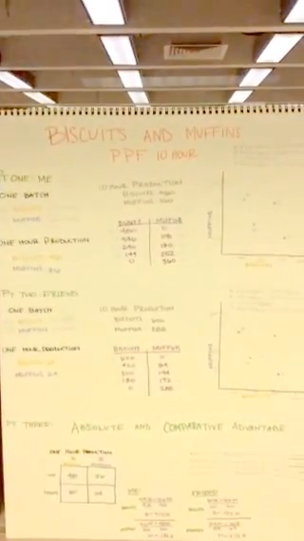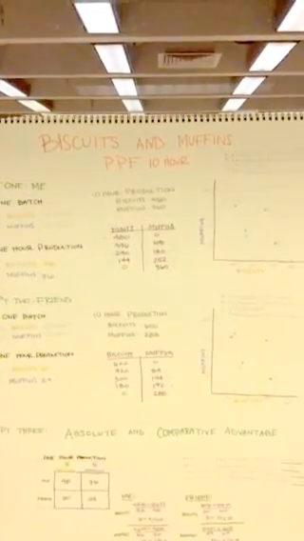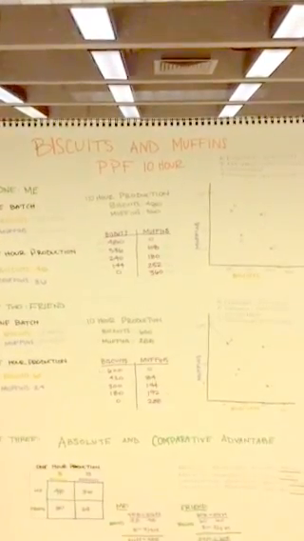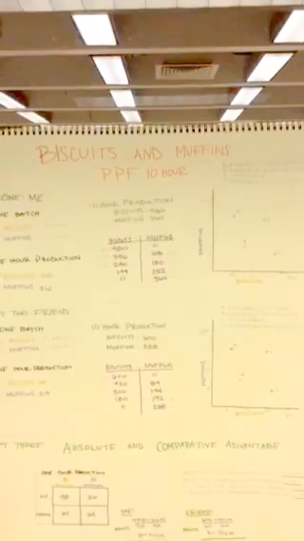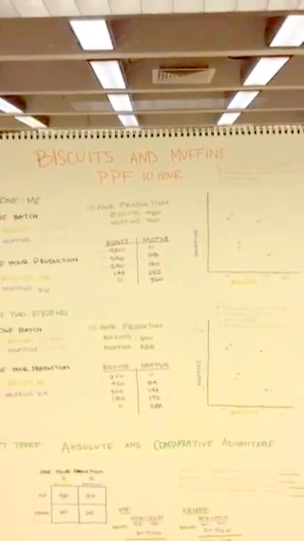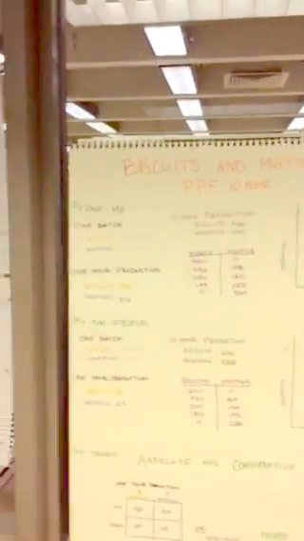Hi, my name is Maria, and this is my 10-hour production possibility frontier on biscuits and muffins. We will see mine and a friend's production on the two goods. For the first part, we'll see my side of the production. We will start with the first batch.